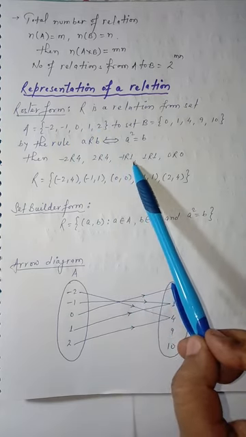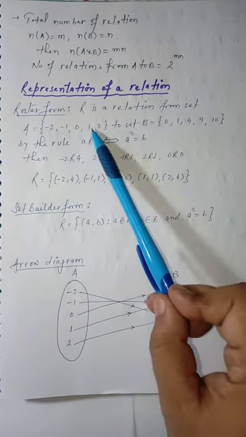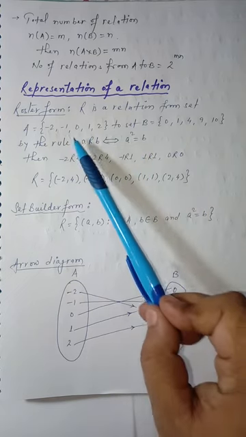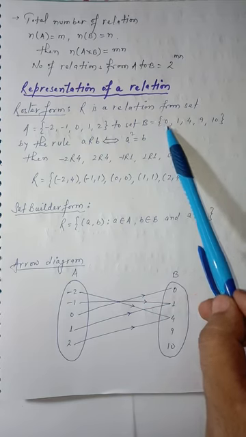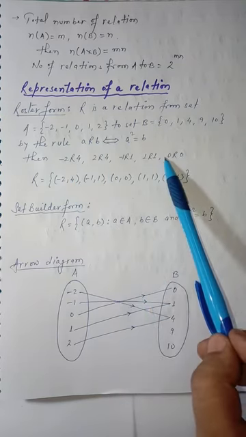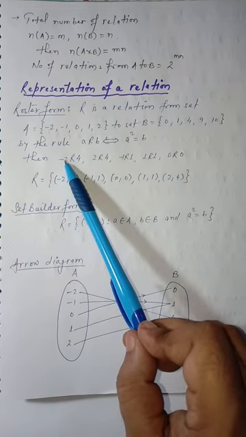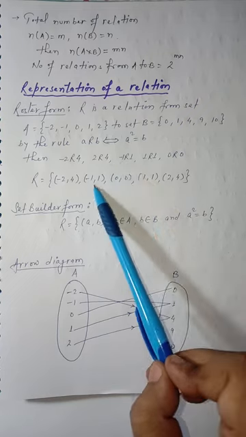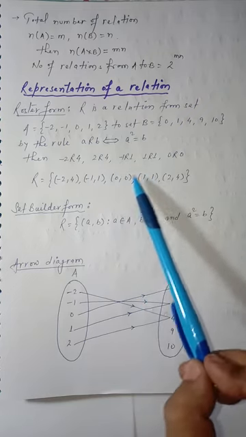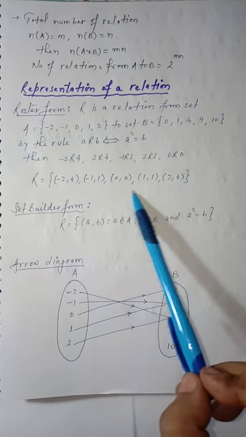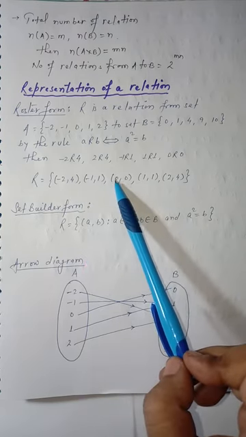-1 is related to 1 because (-1) square is always 1, and 1 is also related to 1. Whereas 0 square is also 0, it is present in set B. So we can easily write (-2, 4), (2, 4), (-1, 1), (0, 0) and (1, 1). This relation I have written in the form of roster.